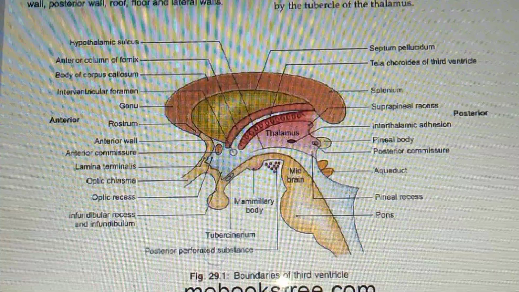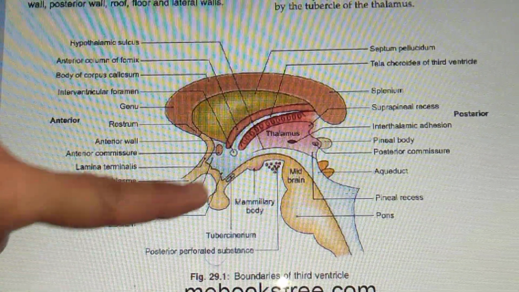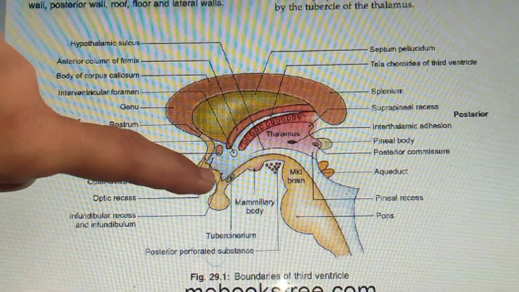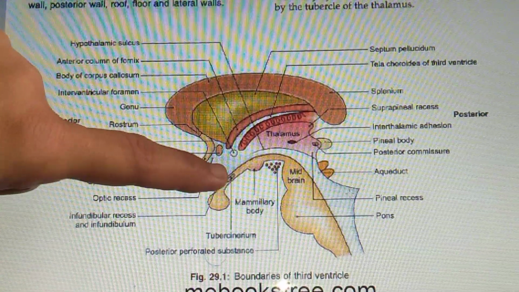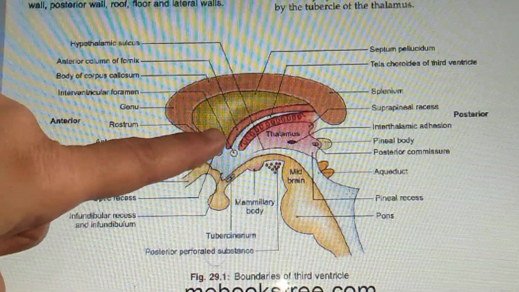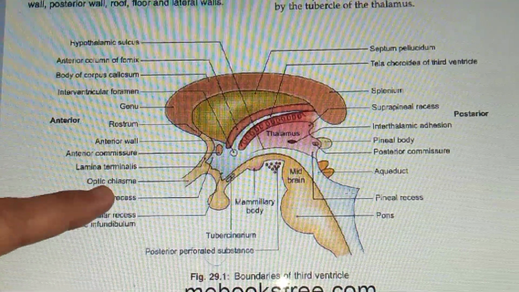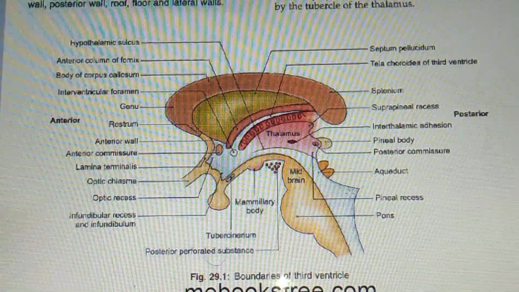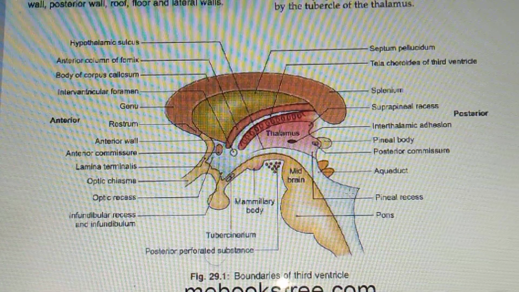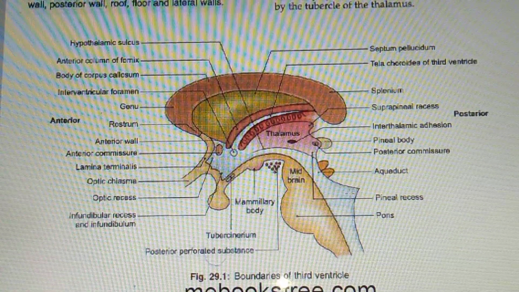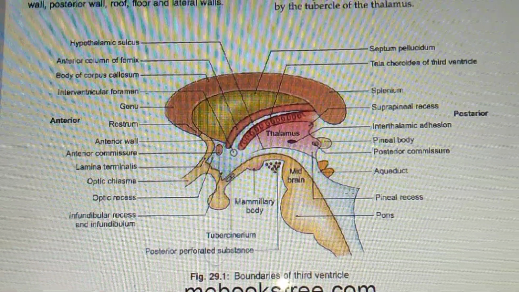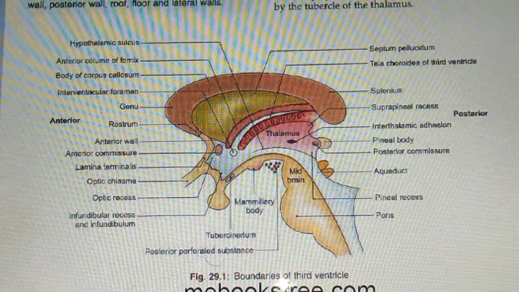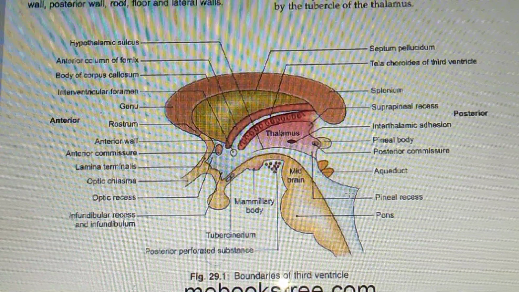Then the next is the infundibular recess, that is in the pituitary stalk, right? And the last is the optic recess, that you can see here. This area is showing the optic recess. So these are the 4 recesses, the extensions of the cavity that you can see in the third ventricle, right? Next is the most important aspect, that is the boundaries of the third ventricle.